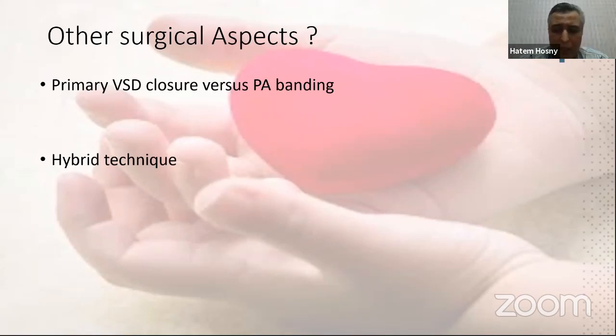With evolving improvement in the field of cardiac surgery, we now prefer closing the VSD primarily, so we do not do prior banding. So if a patient has an unrestricted VSD at 3 months of age, we just close the VSD. So the current practice is primary VSD closure.